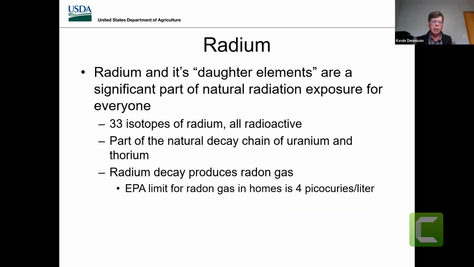So we're going to talk a little bit about radium as an example of how radiation and decay works. Radium and its daughter elements are a significant part of natural exposure for everybody. There are 33 isotopes of radium. They're all radioactive. And it's part of the natural decay chain of uranium and thorium. Radium decay produces radon gas. And there's an established EPA limit on radon in homes, which is 4 picocuries per liter. And if you want to, you can change that to becquerels if you'd like.